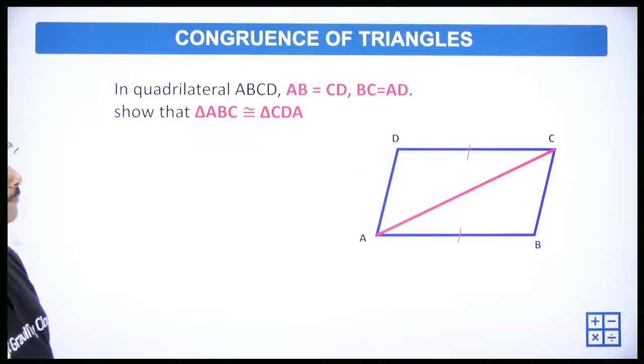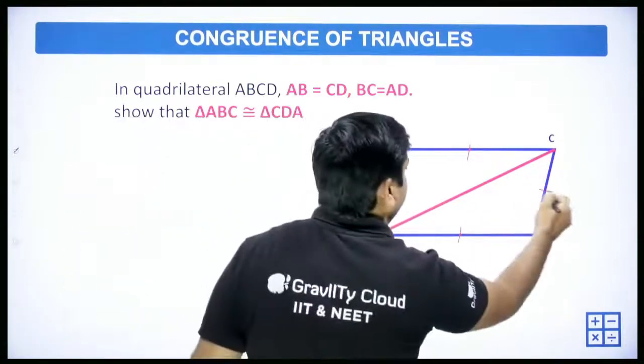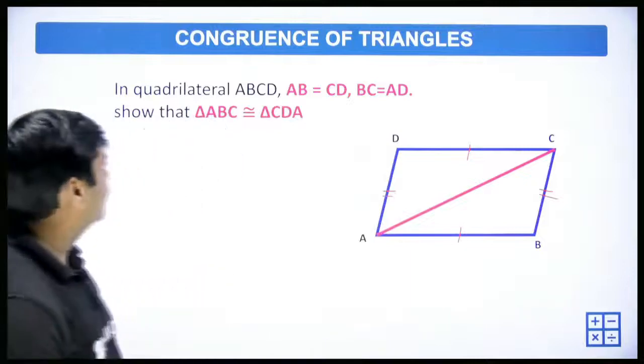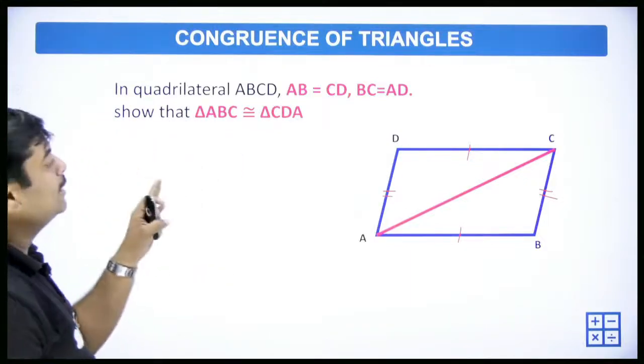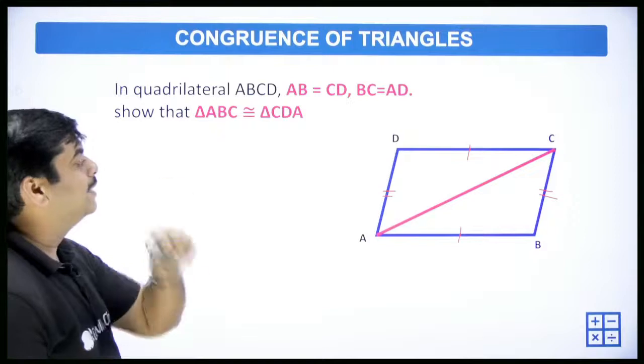BC is equal to AD. Okay, good. Show that triangle ABC is congruent to triangle CDA.